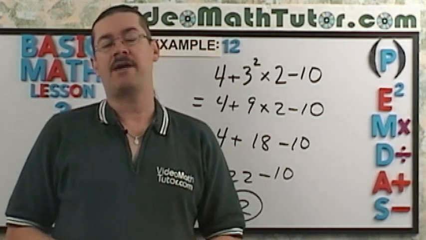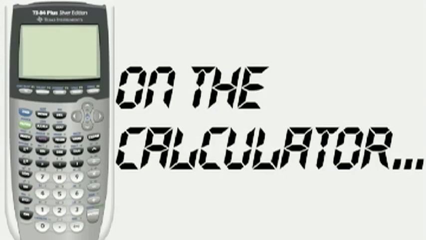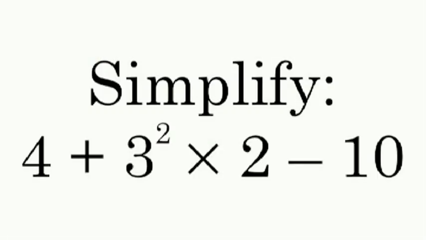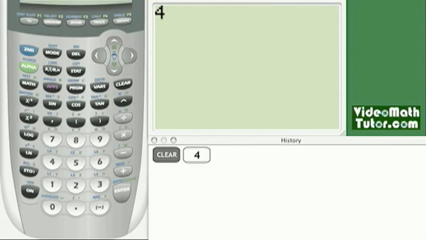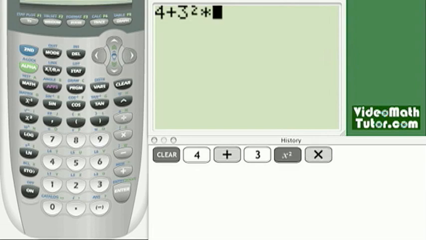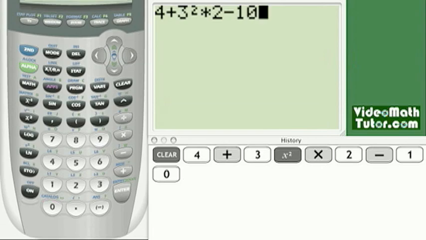Let's now try that using the calculator. Simplify 4 plus 3 squared times 2 minus 10. First step is to input the expression. So clear, 4 plus 3, press the square key, times 2 minus 10, and then enter. And the answer is 12.